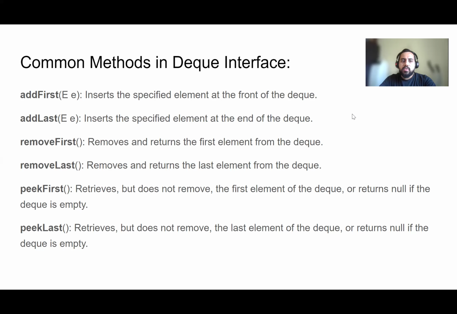Common methods in the Deque interface: addFirst. Since addition and removal can be done on both ends, that's the reason we have addFirst. It will add the element to the front of the Deque. addLast will add the element at the end of the Deque. removeFirst removes and returns the first element of a Deque. removeLast removes and returns the last element of the Deque. peekFirst retrieves but does not remove the first element of the Deque, or returns null if the Deque is empty. peekLast retrieves but does not remove the last element of the Deque, and returns null if the Deque is empty.